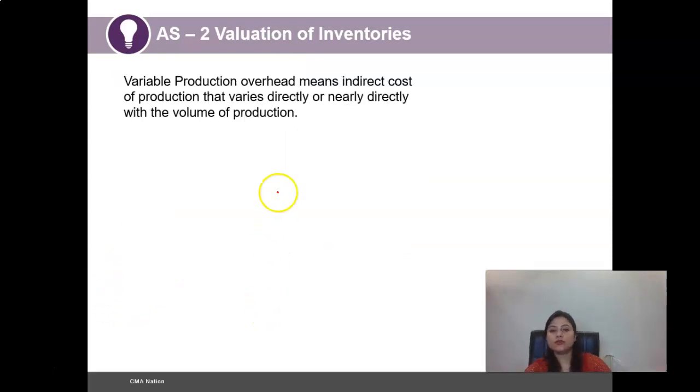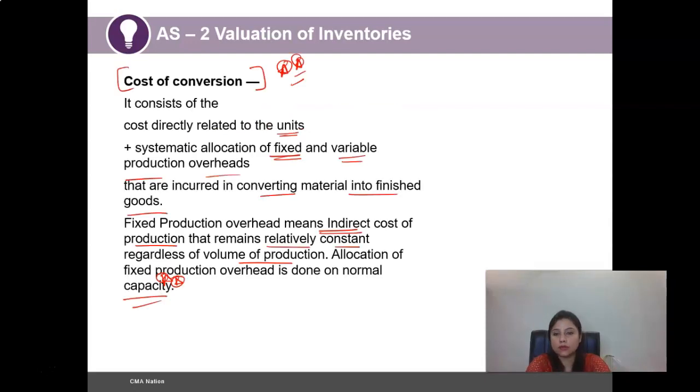Now, a variable production overhead means the indirect cost of production that varies directly or nearly directly with the volume of production. So basically, in the case of fixed production overhead, no matter what the volume of production is, such costs will not vary. However, in the case of variable production overhead, such costs would directly or nearly directly vary with the volume of production. So this is the differentiation between a variable and a fixed production overhead.